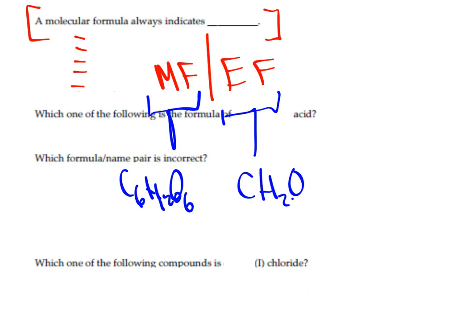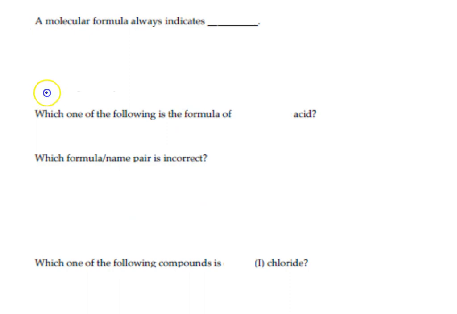CH2O. Okay? The molecular formula shows you everything. The empirical shows you the lowest ratio. Okay. All right. Which of the following is the formula of, and I erased this word so you wouldn't just memorize it, but you need to know how to name an acid.